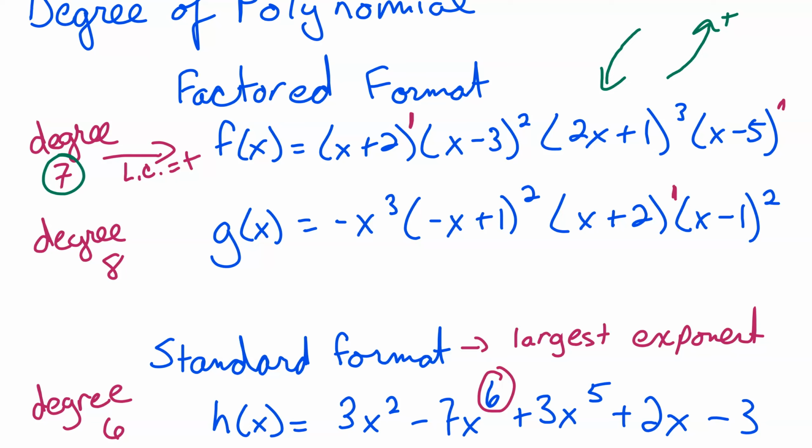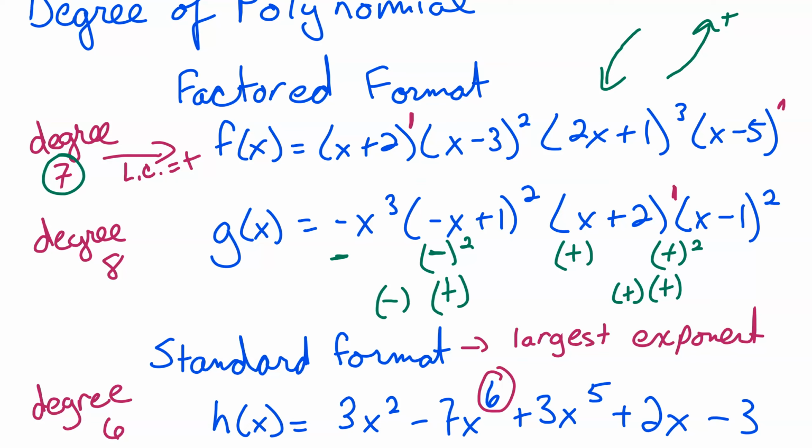Now looking at the g of x, notice I have a negative, and then here I have a negative, but notice it is squared, and then I have a positive, and I have a positive that is squared. So a positive squared is positive times a positive. So those are just going to kind of cancel each other out. Those are positive. A negative squared actually becomes a positive, and then I have this negative sitting out front. So my leading coefficient is going to be a negative overall.